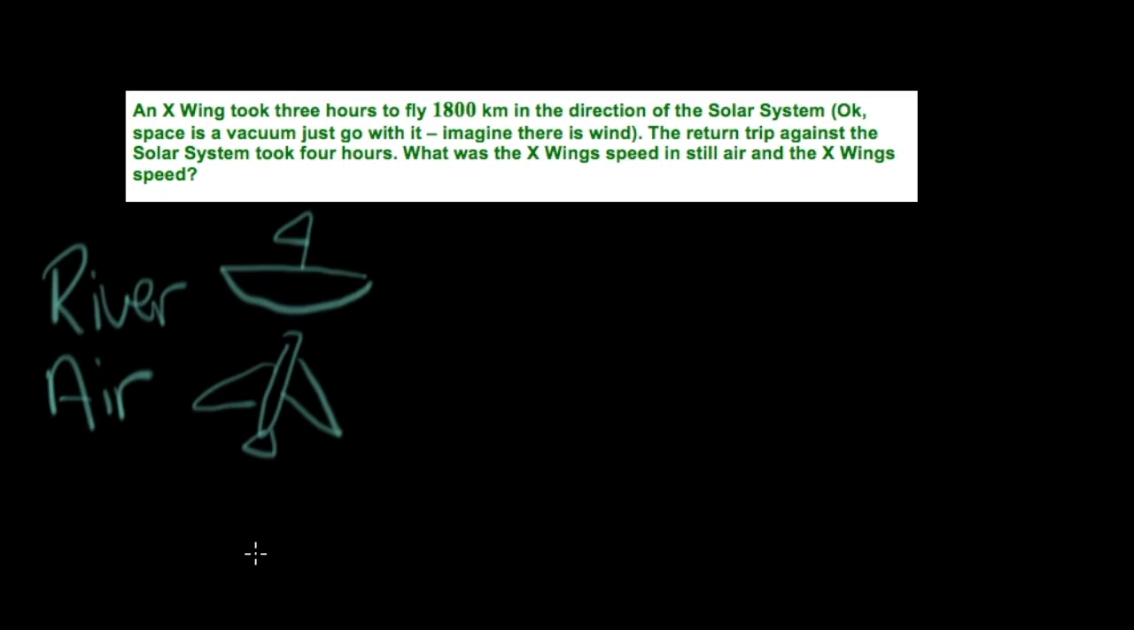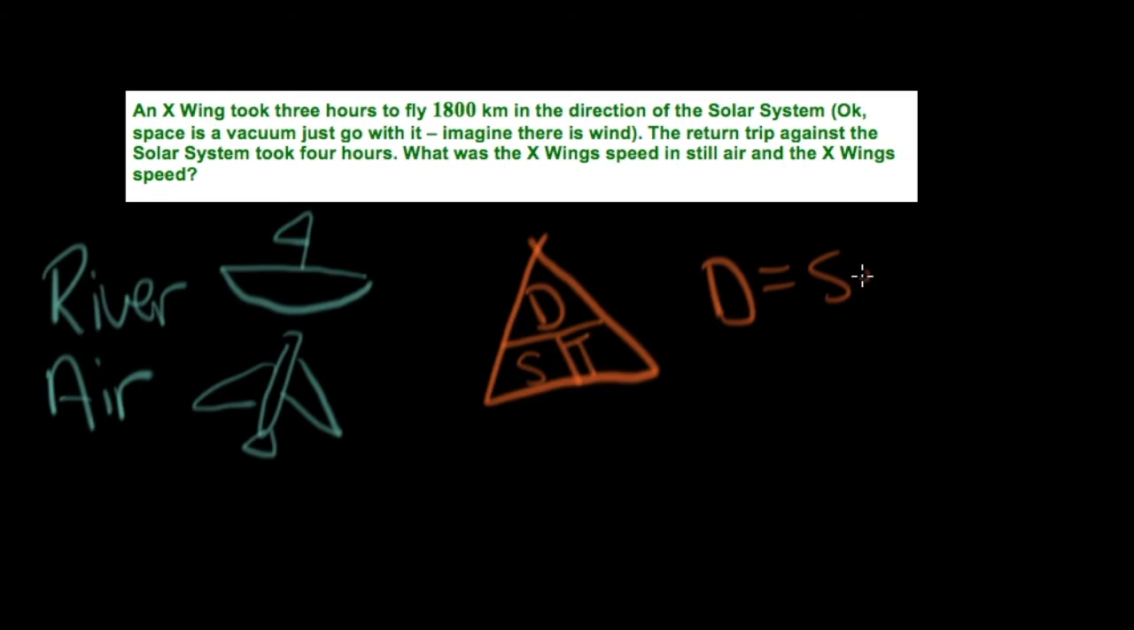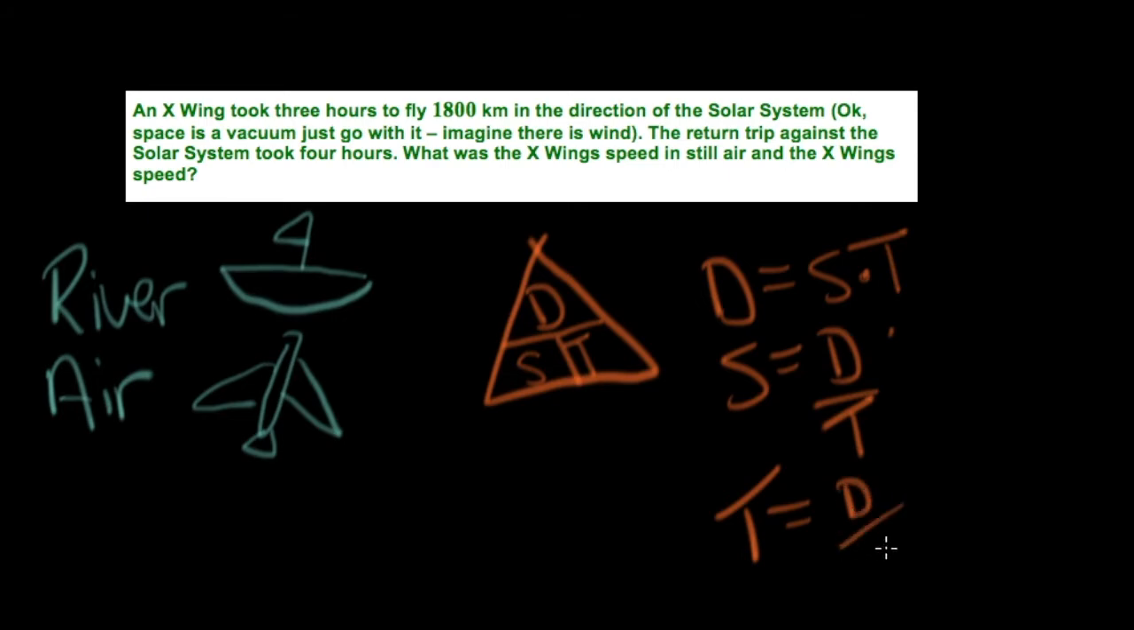In general, when we are talking about these kinds of things, I like to reference the pyramid. This is my distance, speed, and time pyramid. There's D, and there's S, and there's T. So this solves everything. Distance is equal to speed times time. Speed is equal to distance divided by time. And time is equal to distance divided by speed.